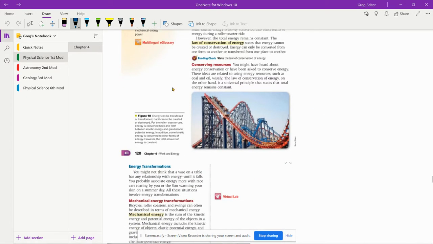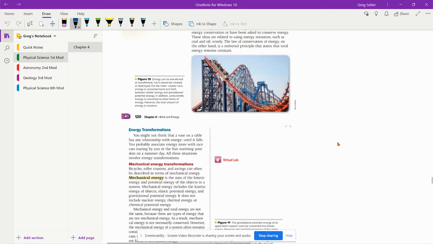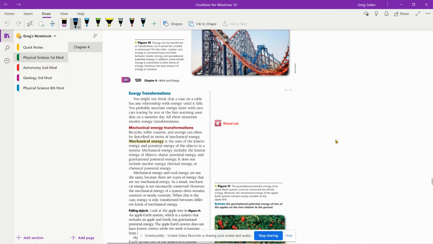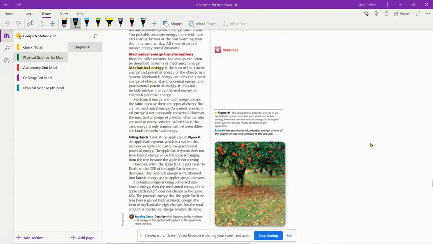All right. Conserving resources, that's like, hey, turn the light off, that kind of thing. But we don't talk about it that way in science. We talk about energy transformations, going from one place to another. Now, here it's talking about mechanical energy. And mechanical energy is the total energy, kinetic and potential energy of a system.